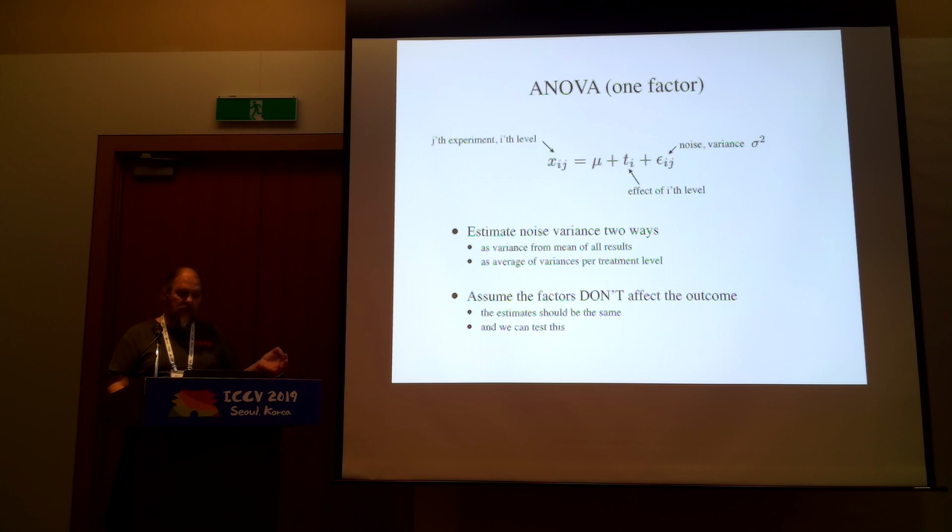And I can estimate the variance at a particular level and then average those estimates of variance. And they should be the same thing if the levels don't do anything. In turn, I can test whether those two estimates of variance are the same, and if they're not, then I can say, okay, this factor is doing something and this is how much it is doing.